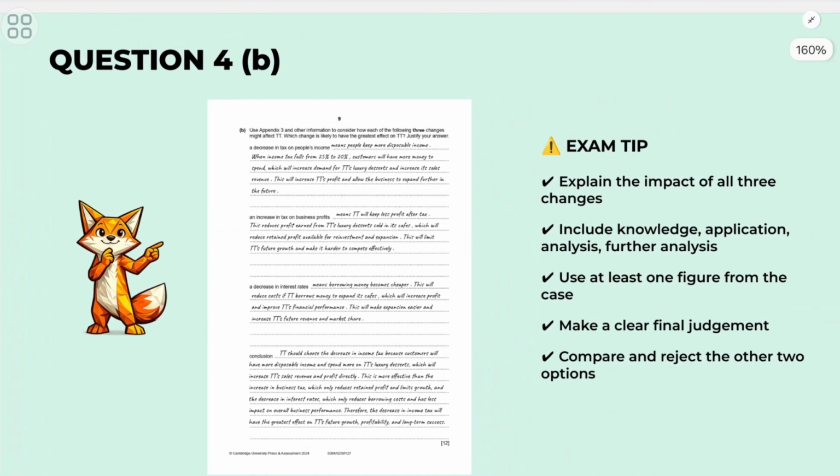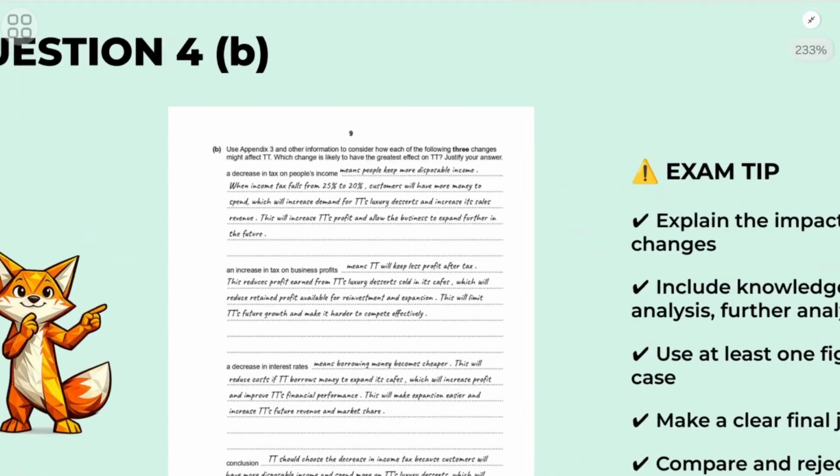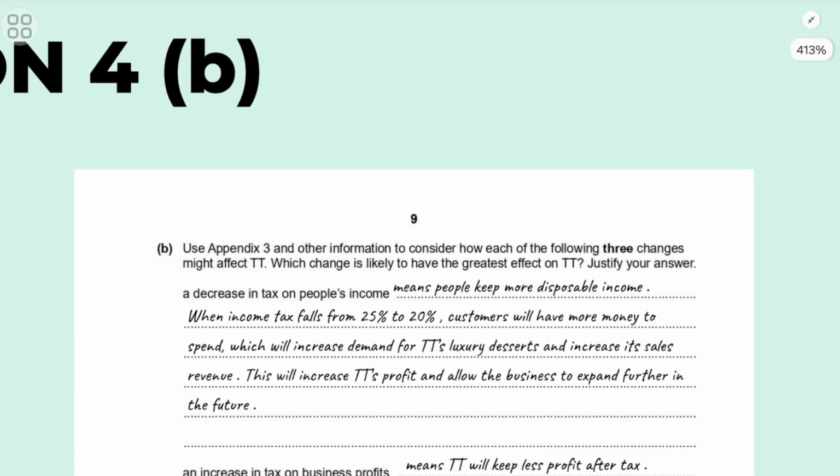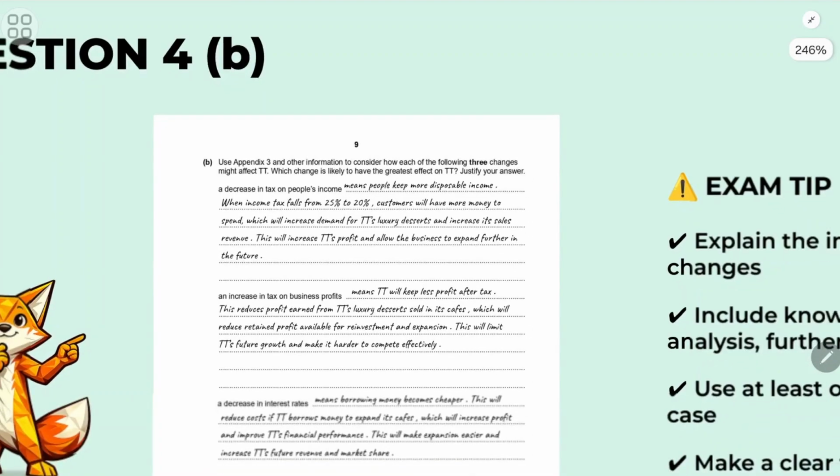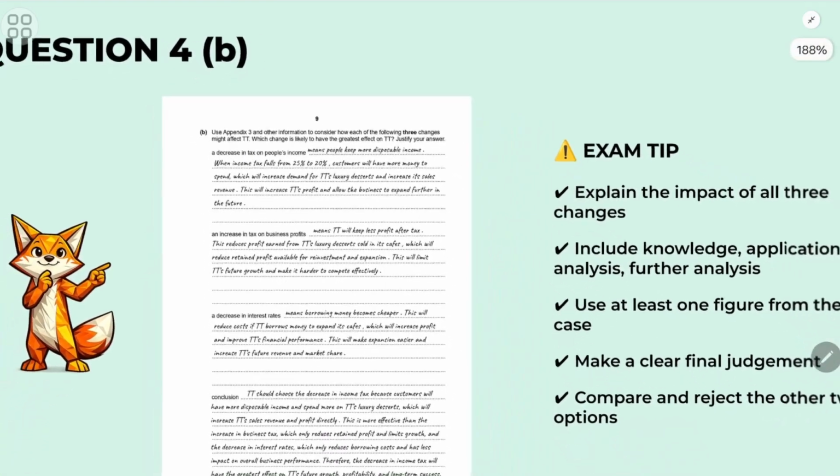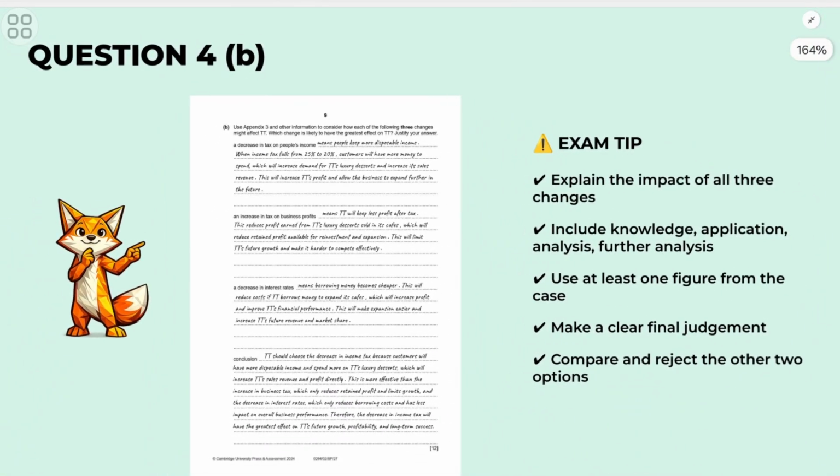Question 4b. Use Appendix 3 and other information to consider how each of the following 3 changes might affect TT. Which change is likely to have the greatest effect on TT? Justify your answer. This question is different from an advantage and disadvantage question because here you are not simply listing positives and negatives. Instead, you must analyze how each change affects TT and decide which one has the greatest overall impact. To answer successfully, each paragraph must follow a logical chain.